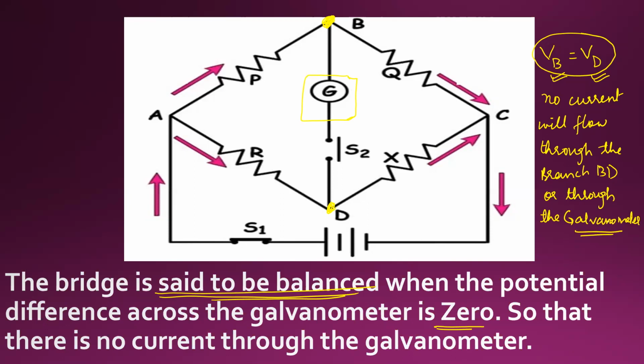What is a galvanometer? A galvanometer is a device which is used to detect current. So if no current flows through this galvanometer, which is an electrical device, that means it also has some resistance. So suppose the resistance of this galvanometer, I am considering it as G. G is the resistance of the galvanometer over here.